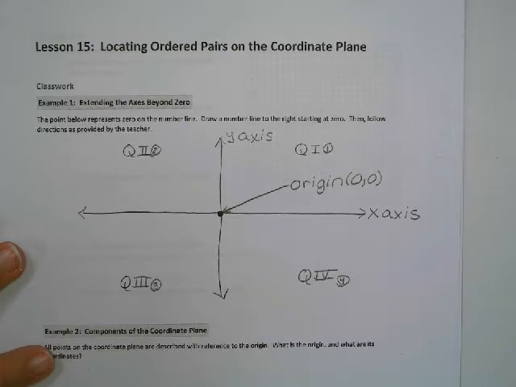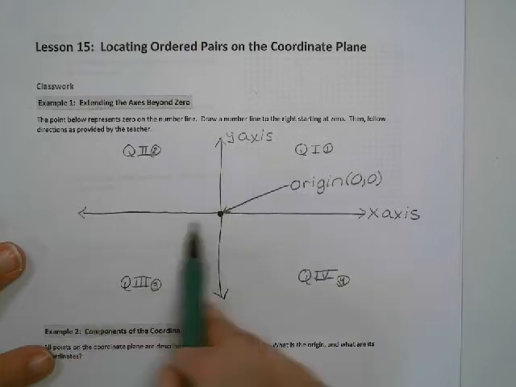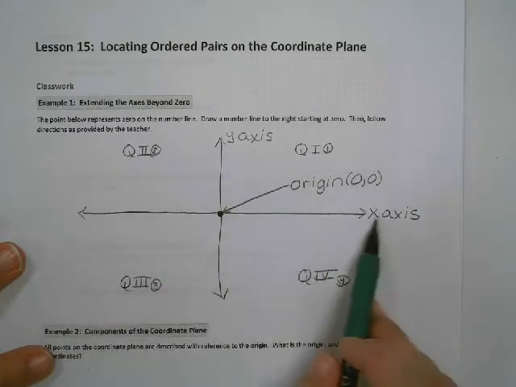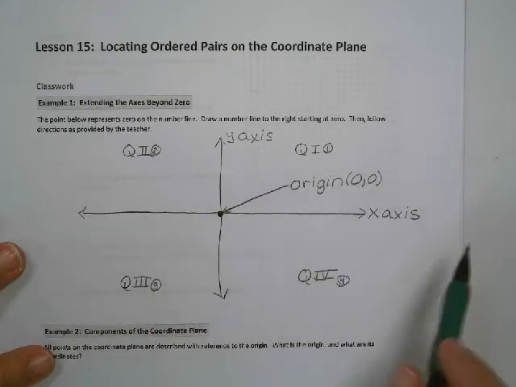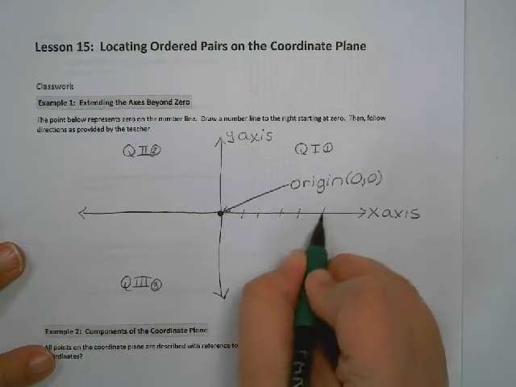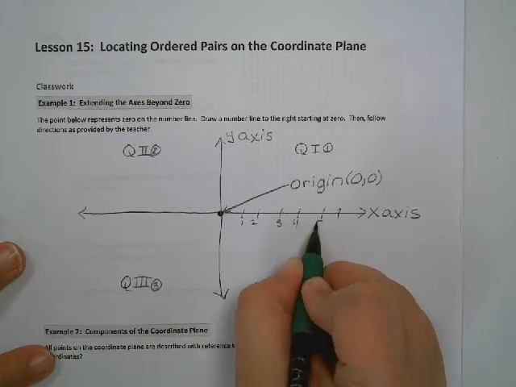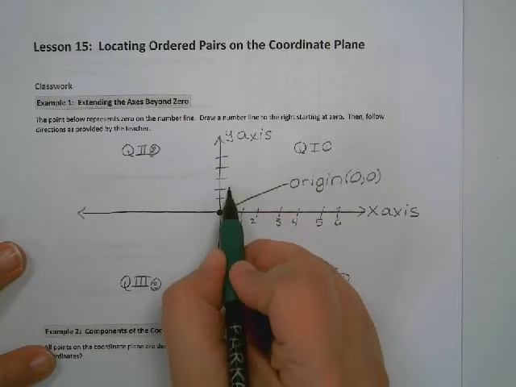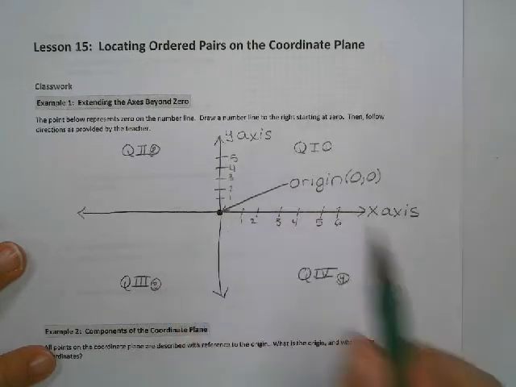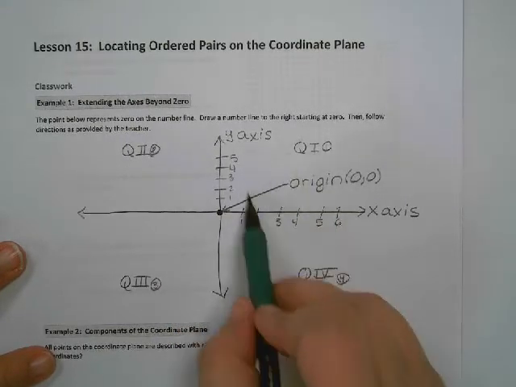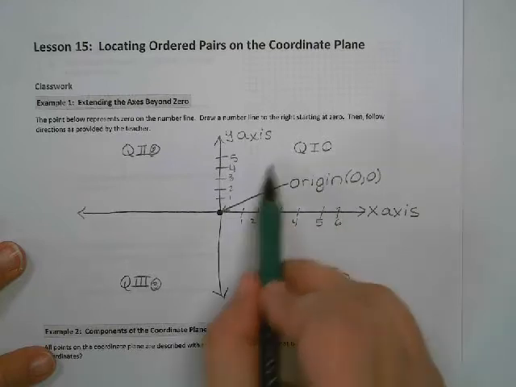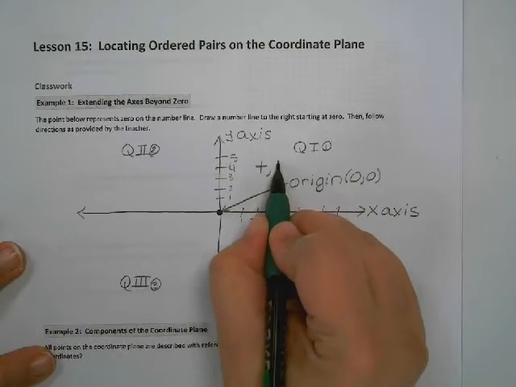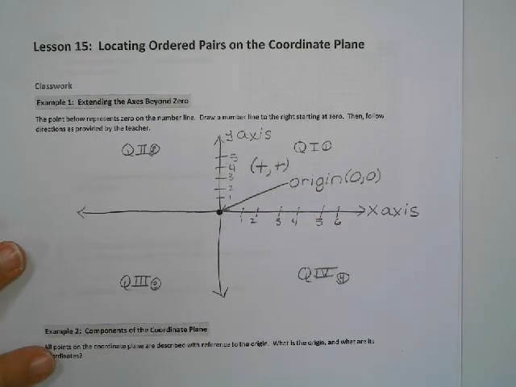Now we're going to talk about what we kind of touched on in our notes. If you remember, in our notes we said that this x-axis, if it went to the right, it was positive because these are all positive numbers. And we all know that the top of our vertical number line is also positive numbers. So if ordered pairs fall here in this area, we would only be using positive numbers. So both of those numbers would be positive.